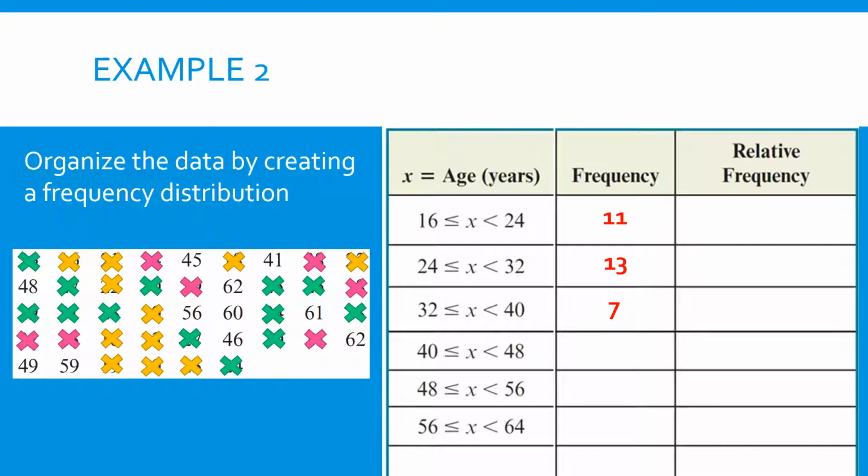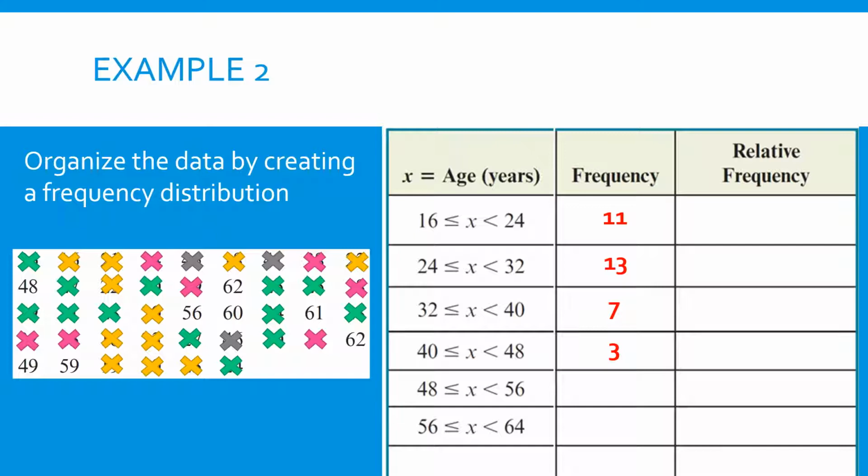Our next age group is 40 to less than 48. So you're counting up the number of people who are less than 48 years old. Let's see, we're starting over here in the fifth column with 45. So 1, 2, 3. Kind of a small group there. 3 people were 40 to less than 48.